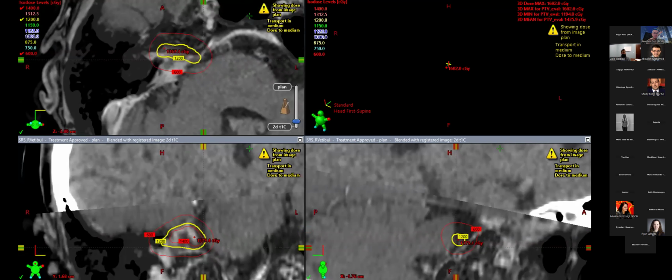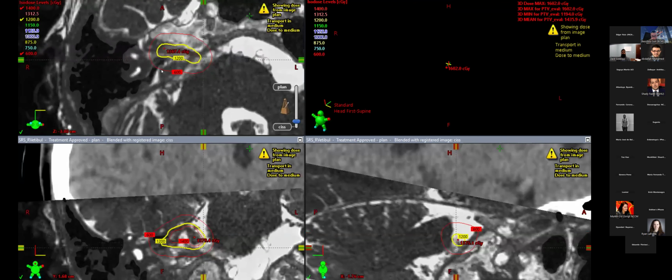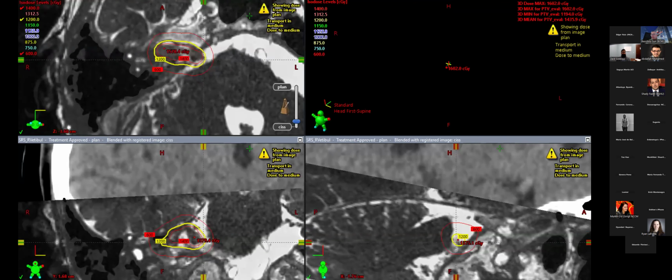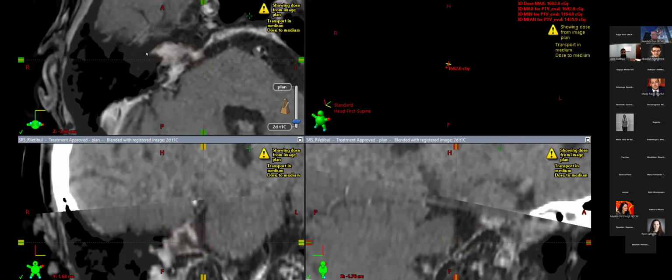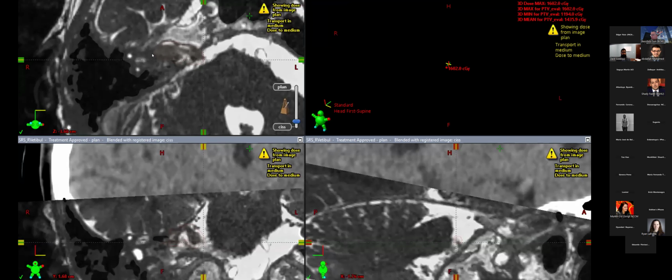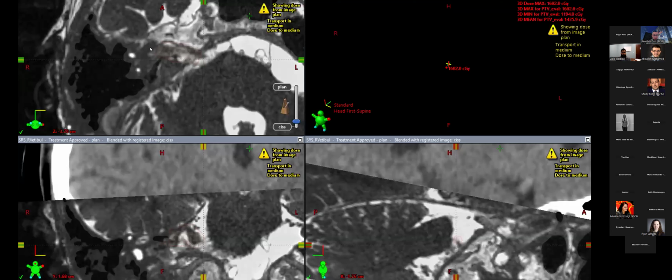One other thing I want to point out, this is a very subtle point, but usually in the canal, there's an area that seems like, let me turn the dose off here. There's this area that seems like it might be tumor, but on the T2 sequence, it's actually just fluid. You can see it's actually fluid right here. There's a fluid cap at the end of the schwannoma, and it's important to avoid treating that so that we don't increase the dose to the cochlea too much.